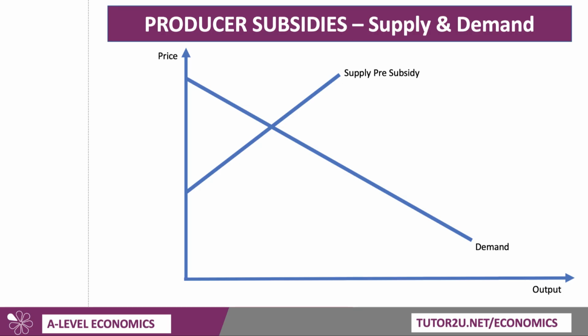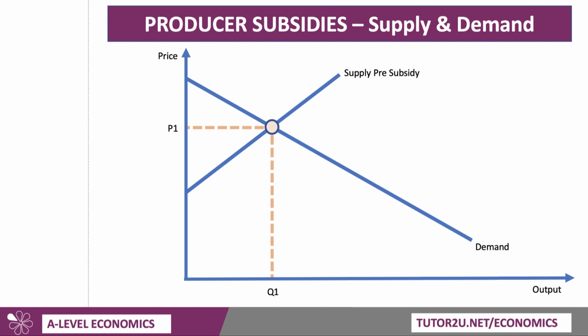Let's take a market, wherever it is. It could be a market for a commodity or a market for a service, where there's a supply curve pre-subsidy showing the marginal cost of the producer, and the demand curve, the willingness and ability of consumers to buy the good or service. Now there's the original equilibrium quantity of Q1 and the market price of P1.